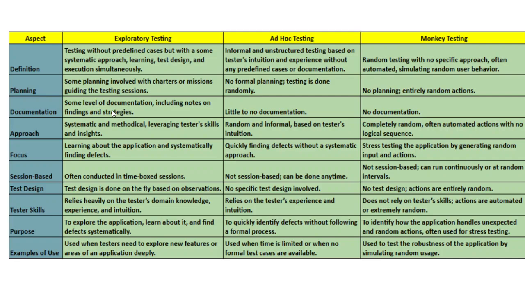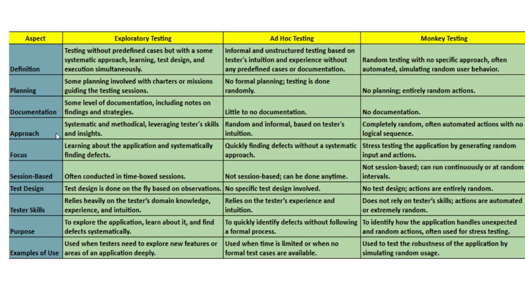Documentation. In exploratory testing, there is some level of documentation. While exploring the application, we note down the findings, we document those observations, and we can share those observations later on with the team. But in ad hoc testing, there can be no documentation at all. Users or testers will directly do the ad hoc testing, and if there are issues, they will directly report them to the developer and get them fixed. And monkey testing also does not involve any type of documentation. There are no test cases, no requirements, no guidelines. It is just random testing in the form of monkey testing.